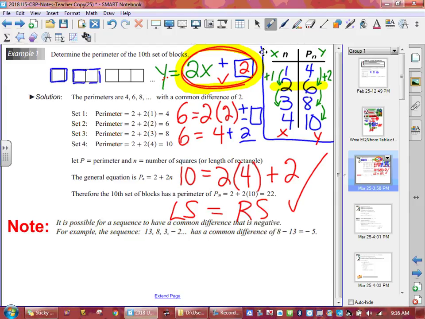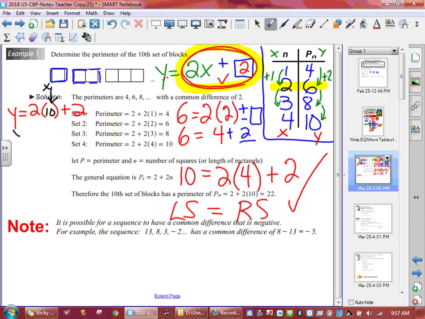Now there are other questions down here. There's a couple of them. The first one says, the 10th set of blocks has a perimeter of what? They want the number for 10. What would the perimeter be if you've got 10 blocks? So we have to put a 10 where x is. Let's use our equation. I'll just put it over here. y equals 2 times 10 plus 2. The number for x always goes where the x is, and that's 10.